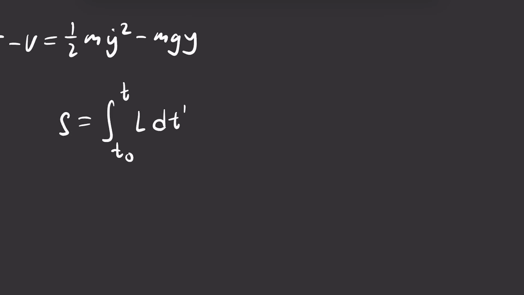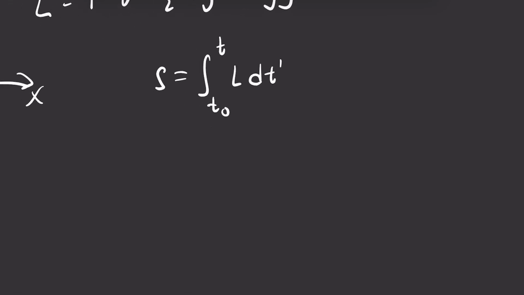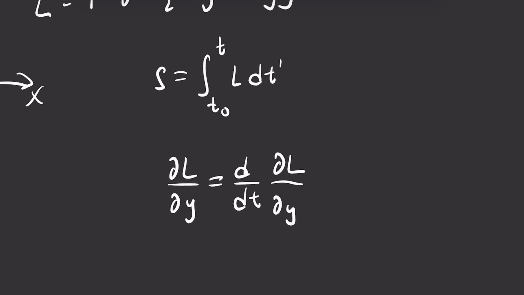To figure this out, to find the path that will extremize the action, we will use the Euler Lagrange equation. What that will look like is partial L partial y, since in this case we're using the coordinate y, is equal to the derivative with respect to time of partial L partial y dot.